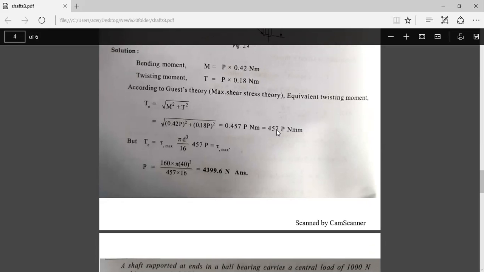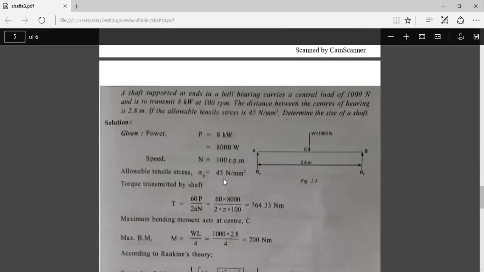So here Te is equal to tau max pi d cube by 16. Te value మనకు వచ్చింది 457 into P. Tau max value 160 అని ఉంది, and pi d cube, D value 40 అని ఉంది, by 16. సో ఇక్కడ తెలియని టర్మ్ ఒకటే P, సింప్లిఫై చేస్తే we are getting 4399.6 newtons, right?